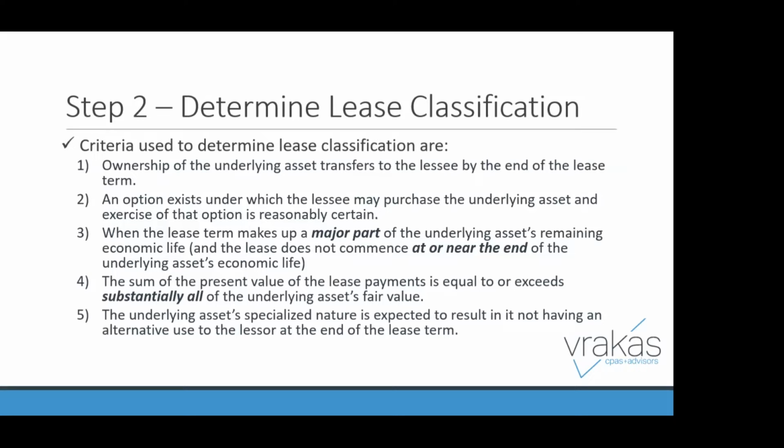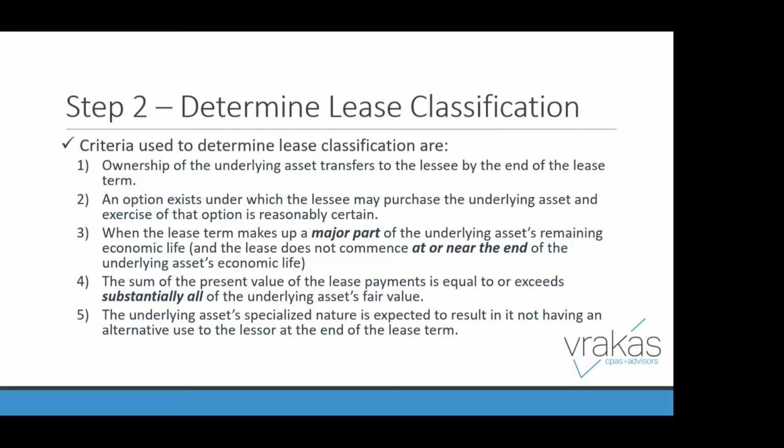The first 4 criteria are very similar to the 4 criteria that we're used to with our capital leases. Something to note though is the guidance under the new standard is a little more vague than it was under the old standard. As an example, criteria number 3 says, when the lease term makes up a, quote, major part of the underlying asset's remaining economic life. Under the old standard, it would say if the lease term is greater than 75%.